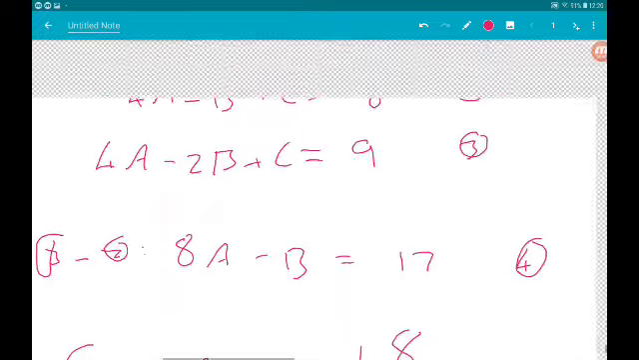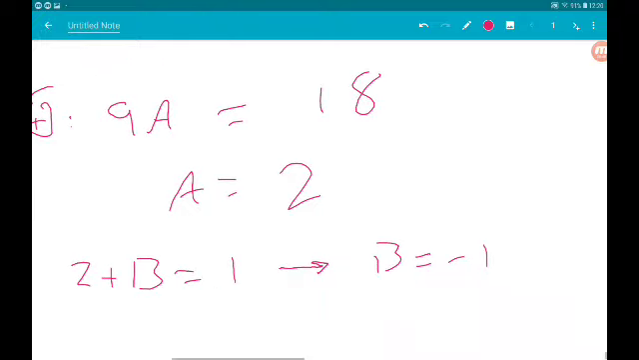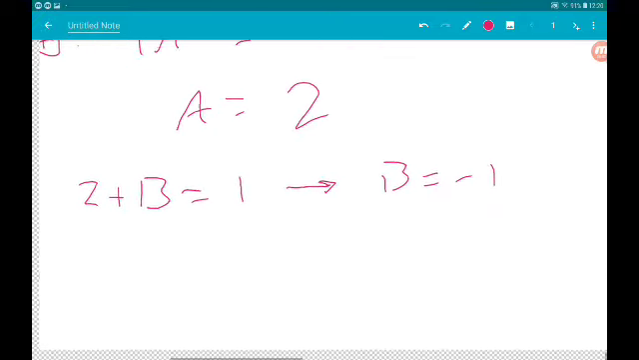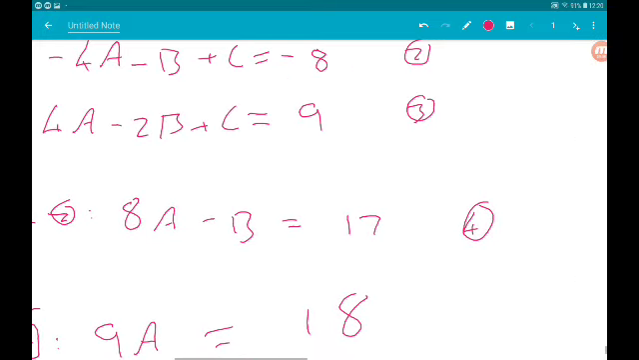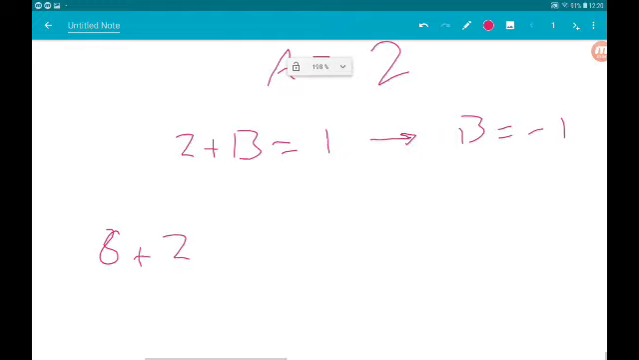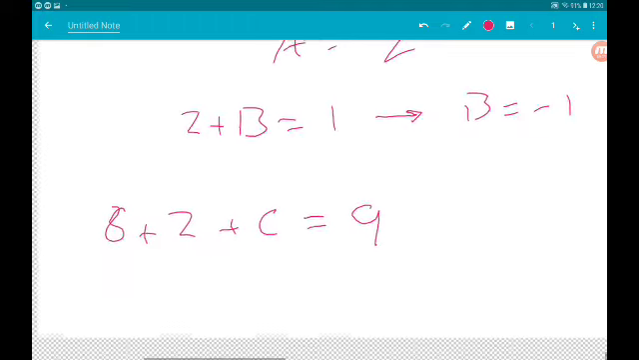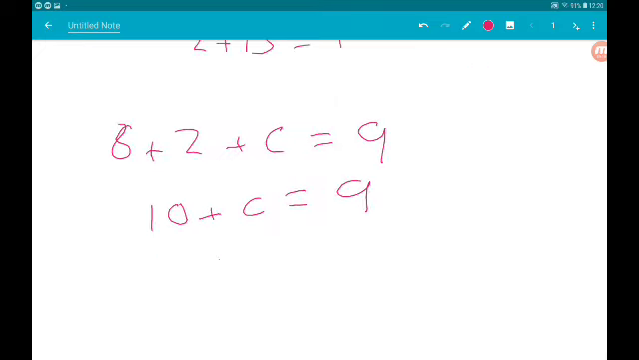And then we've got minus 2B. So that's add 2. And then add C is equal to 9. So we get 10 add C is equal to 9. Therefore, finally, C is equal to minus 1.